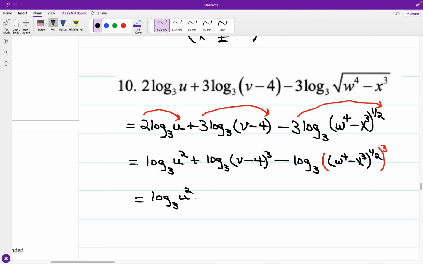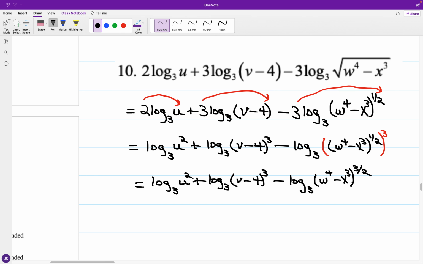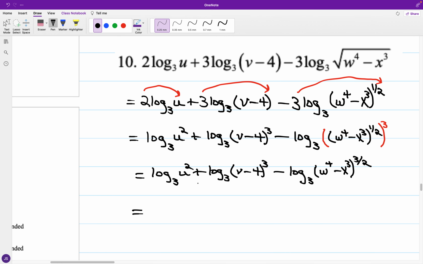So we have the base 3 logarithm of u squared plus the base 3 logarithm of the quantity v minus 4 raised to the third. We have minus the base 3 logarithm, and then putting together the quantity of w to the fourth minus x cubed, to the 1/2 and to the third, so this will be to the 1/2 times 3, so this will be to the 3/2 power. And now I can put all together as a single term.